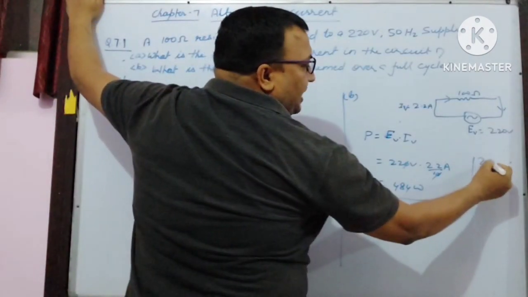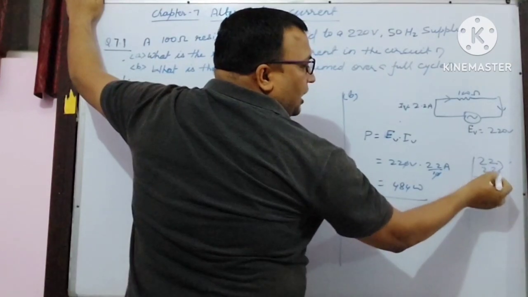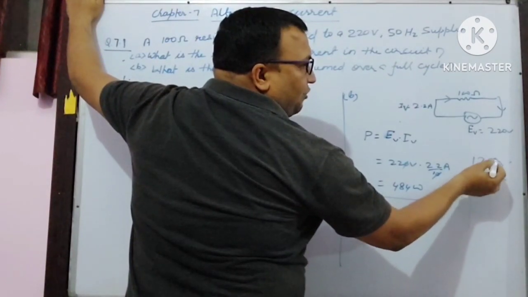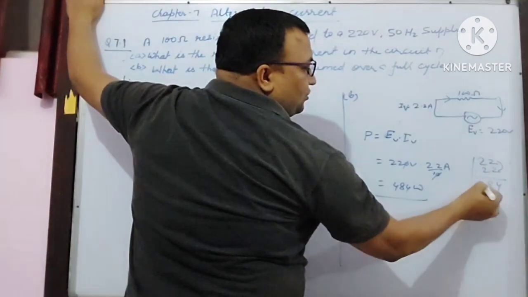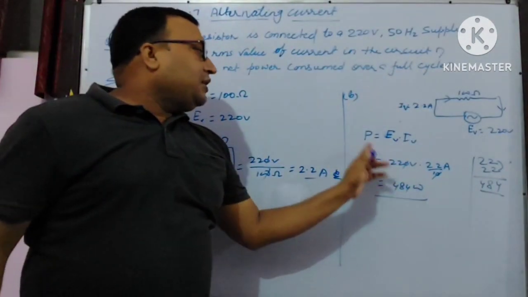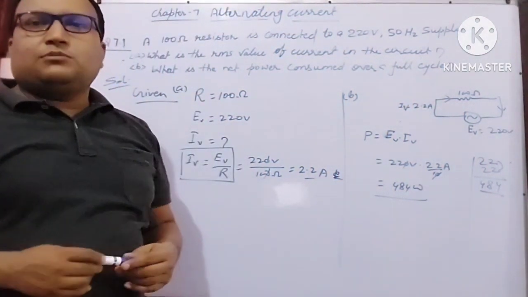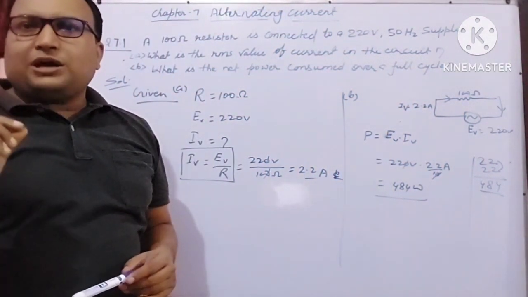I am going to multiply 22 into 22. Very simple. 2 2s are 4, and 2 2s are 4, 2 2s are 4. 4 4 8, and 2 2s are 4. So 484, and unit of the power is watt. So simple formula. So what I am talking about? This question is formula based.